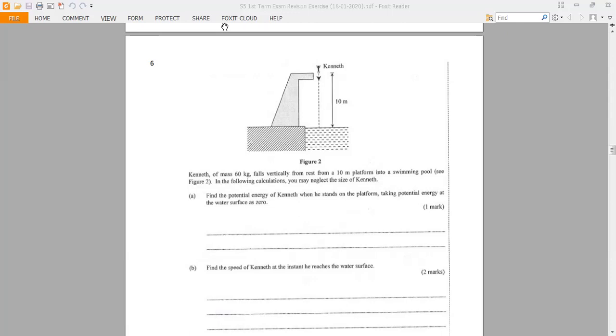So Kenneth, mass 60 kilograms, is coming from rest at the beginning, meaning u is 0. Then he falls down to the water. Find the potential energy when he stands on the platform, taking the ground level as 0. So PE is simply equal to mgh. I think everyone should get this one mark. 60 times 9.81 times 10. But this is a past paper of the old syllabus, so when you see the marking scheme, which I'll send you later, it is 10.